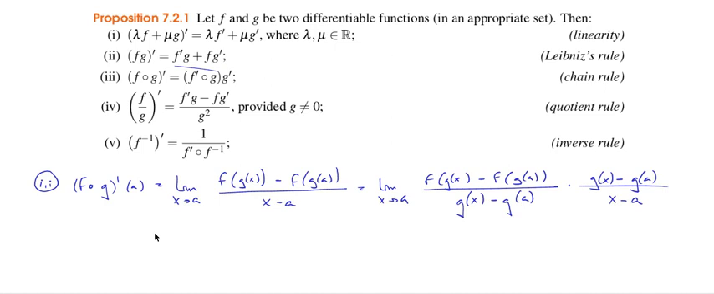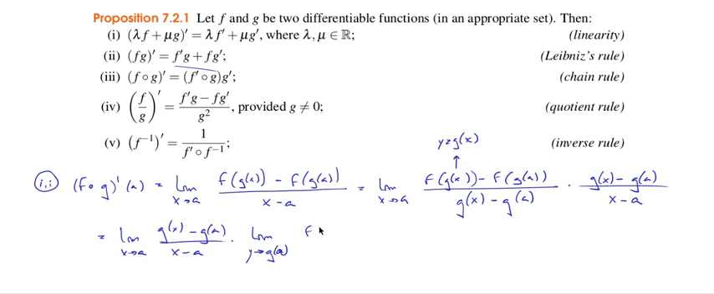Now the limit of this thing, g at x minus g at a divided by x minus a, is going to be g prime. And then we have the limit, and let me rewrite this. When x goes to a, then we can call y equal to g of x, right? When x goes to a, y goes to g of a, right?